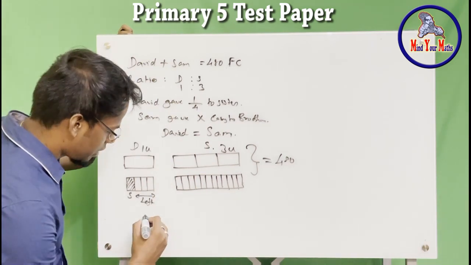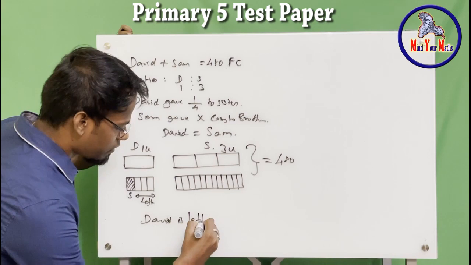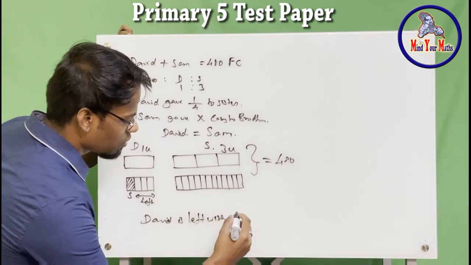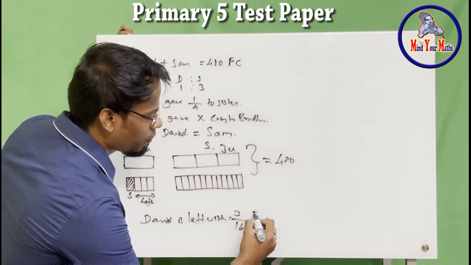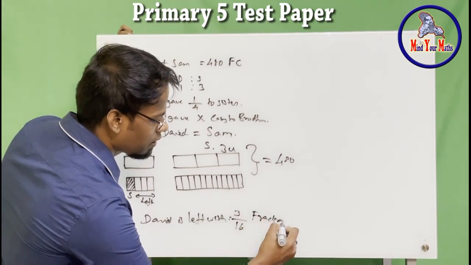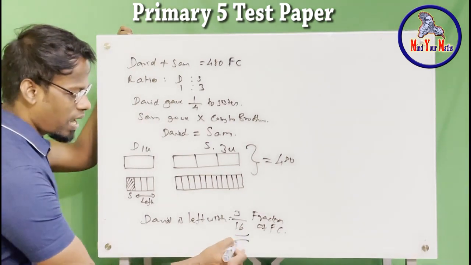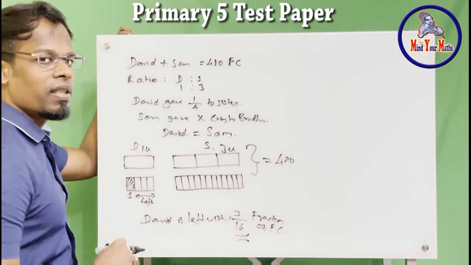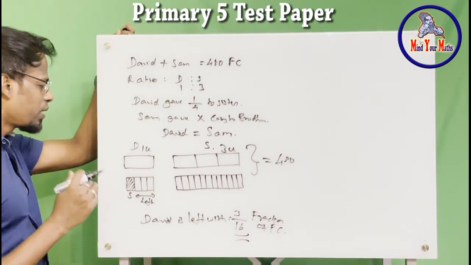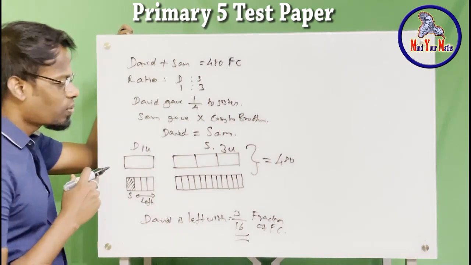So what it means is that David is left with how much? What is the fraction? 3/16 fraction of foreign coins. Yeah, so that is the answer 1. Got it, right? Okay, so now question 2 is, how many foreign coins did Sam give to his brother? So that's question 2.